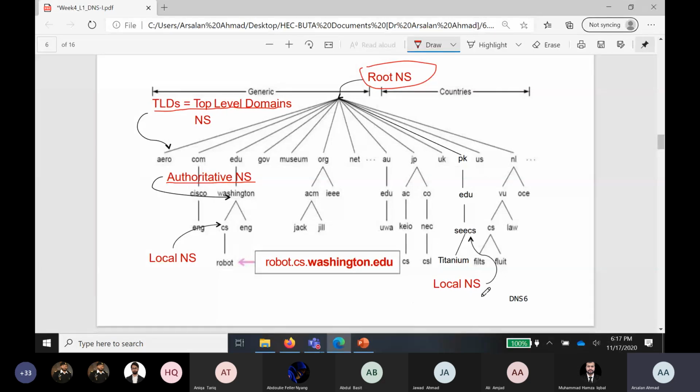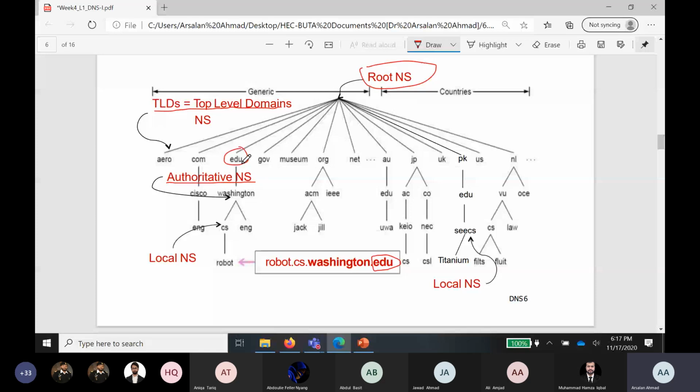But if it does not have this host name in its own database, the process that it will follow is that it will first query the root: I want to get the IP address of robot.cs.washington.edu. The root's only mandate is to pick the top level domain involved in the resolution. The root will say, okay, .edu is the TLD involved in the resolution, and I don't know the IP of this particular host name, but what I do know is the next contact person, which is the name server of the .edu top level domain, and it will then redirect the query over here, okay.